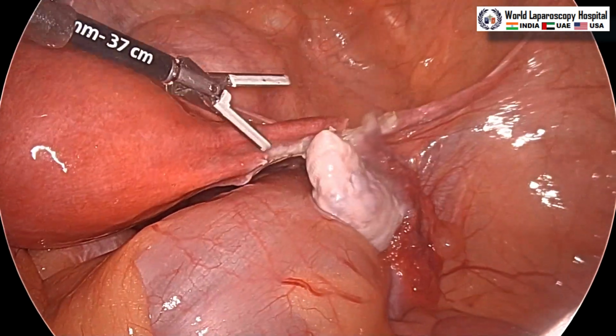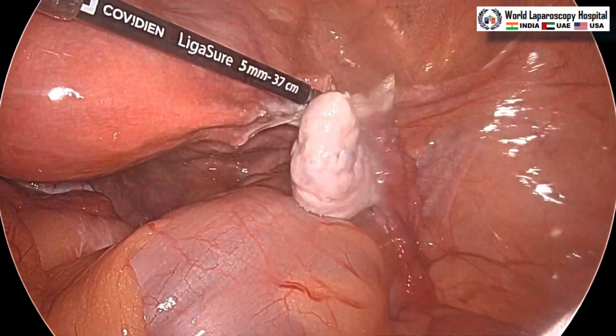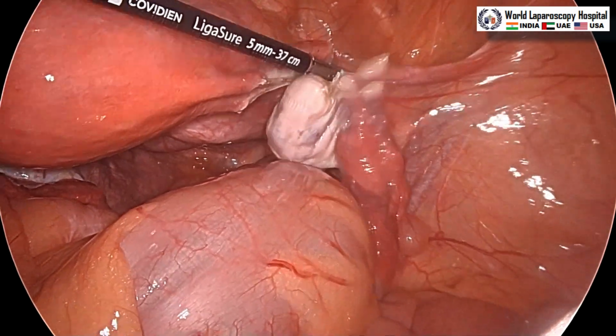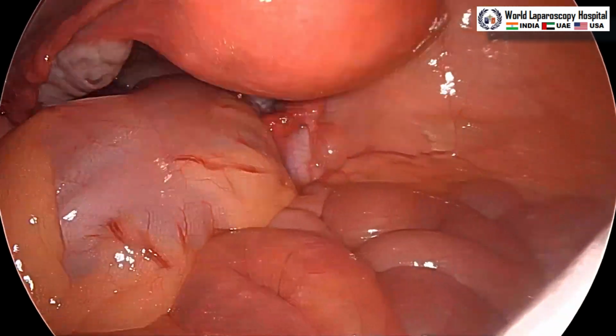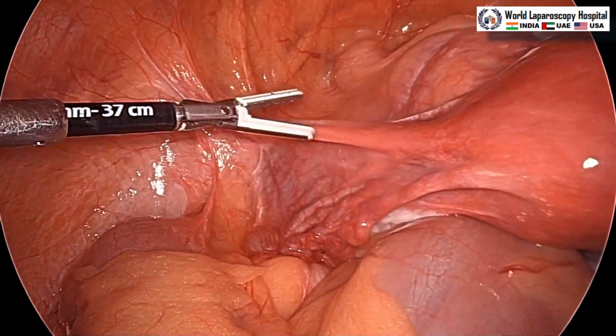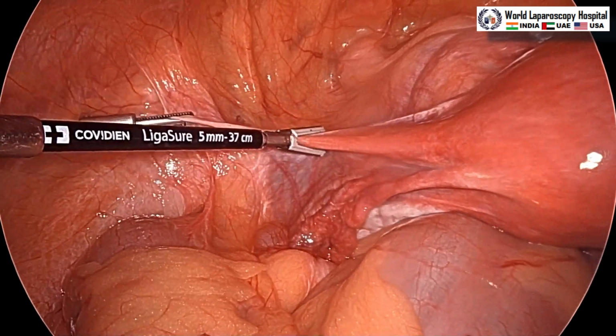So, this adnexal structure of the right side is separated from the uterus and 2.5 centimeter further over the broad ligament, and then we will do a similar thing on the left side.